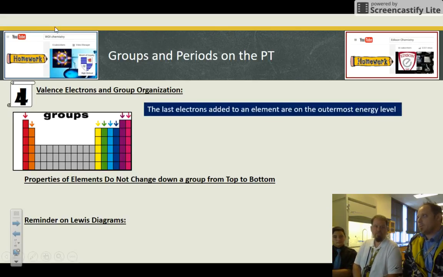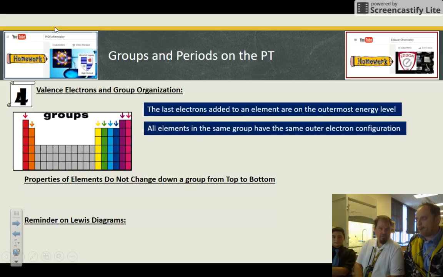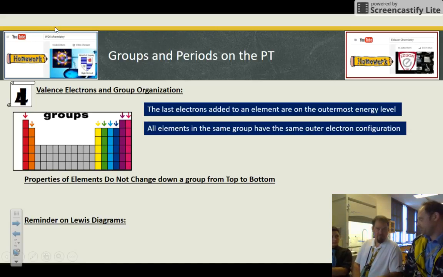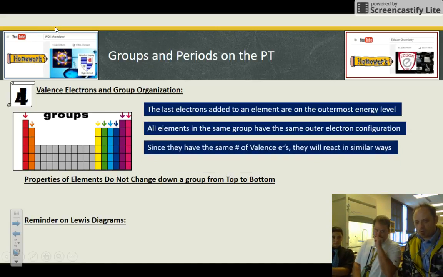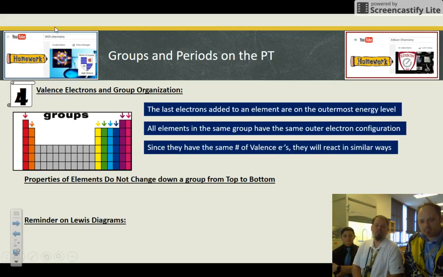Now the groups, they go up and down. The last electron added to the element are on the outermost energy level. That's valence electrons. All the elements in the same group have the same outer electron configuration. And now that is specifically in the ones in this picture that are tall, because the transition elements get a little weird in that regard, as far as their number of valence electrons. Fortunately, they don't follow necessarily the procedure. And since they have the same number of valence electrons, they will all react in similar ways.